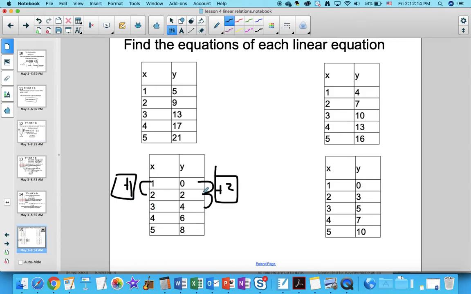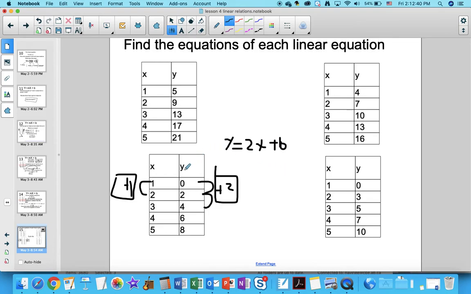Okay, my change in y is 2, and my change in x is 1. Now, a common mistake people will make is they'll say, oh, my change in y, that's my slope. No, no, no. If x was going up by more than 1, you would need to divide by that number. So a common practice would be to just follow these steps. Change in y divided by change in x. 2 divided by 1 is 2. So I know my slope should be 2, so y equals 2x plus b.